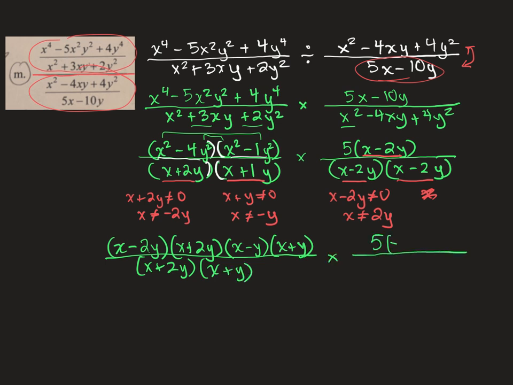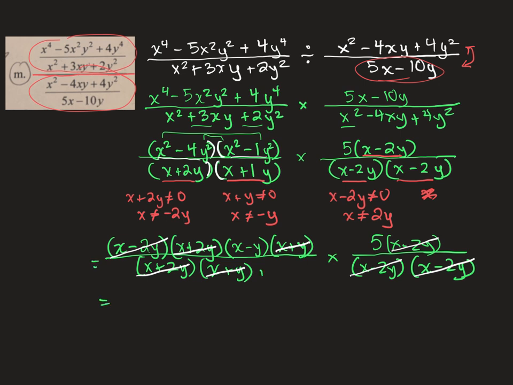Here we go. And we're now going to look for common factors. Any common factor in the numerator can divide with any common factor in the denominator. So I see an x minus 2y here, and I see 1 in the denominator here. I see an x minus 2y in the numerator here, and then there's 1 in the denominator right below it. Oh, there's an x plus 2y and an x plus 2y, an x plus y and an x plus y.